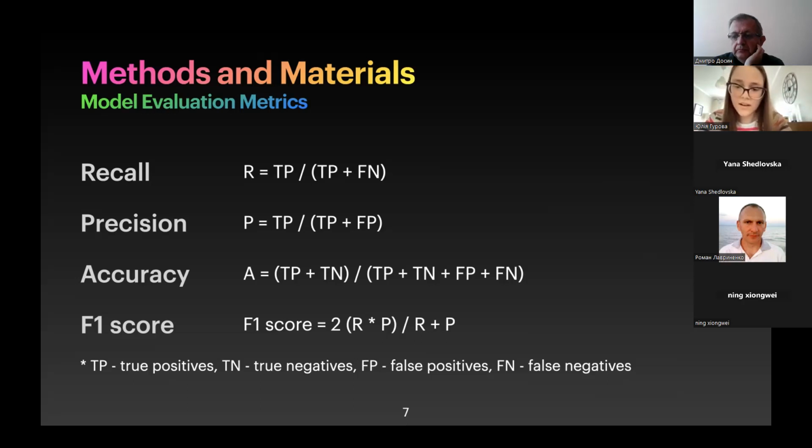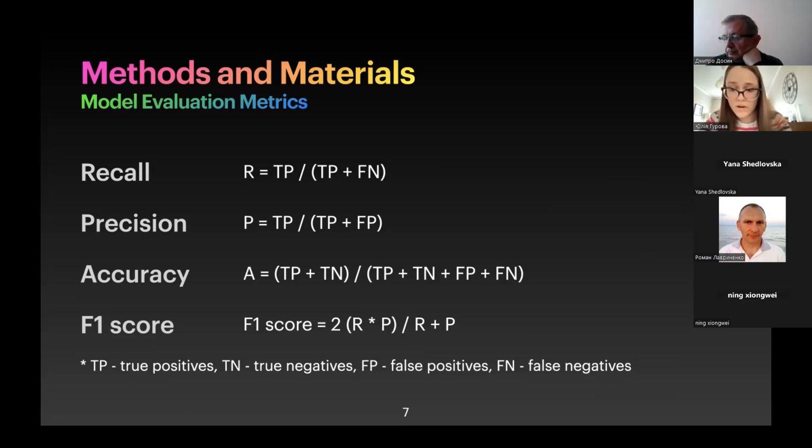A high accuracy rate indicates that the model effectively predicts both positive and negative cases, and it's defined as the ratio of the number of correct predictions to the total number of predictions, and represents the proportion of cases that the model correctly classified.